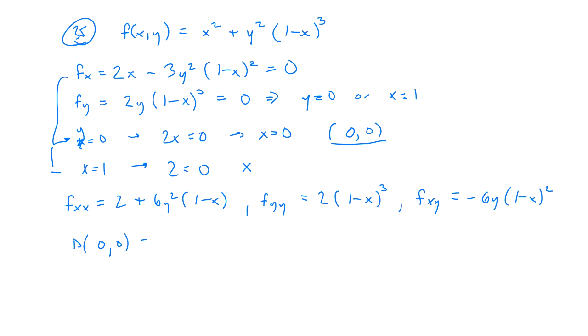If I put in 0, 0, I get 2 times 2, so 4 minus 0. And both second derivatives are also more than 0. They're both 2. And so again, this is a local minimum.